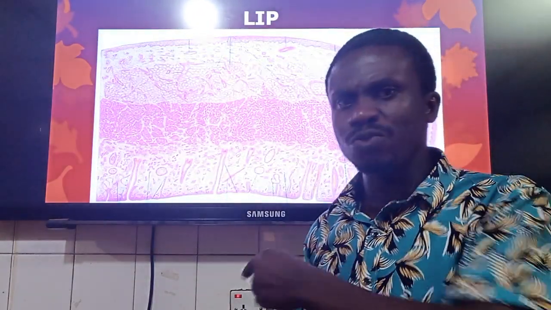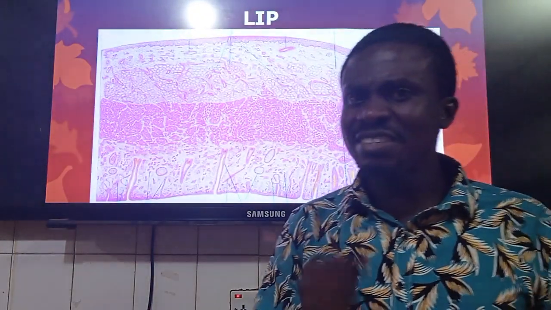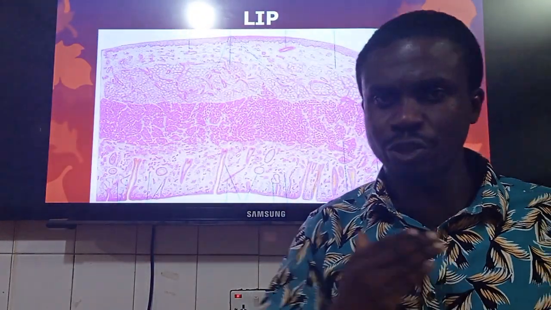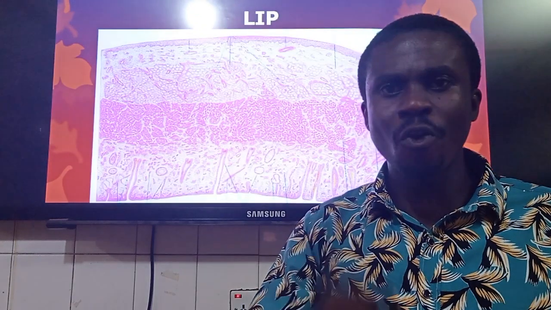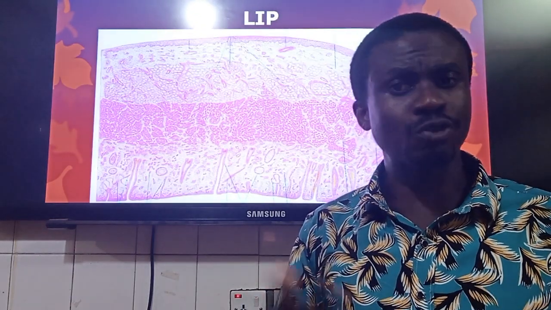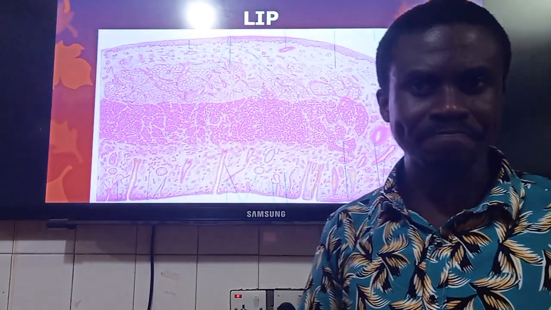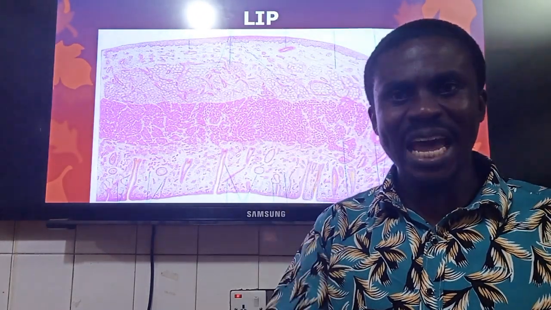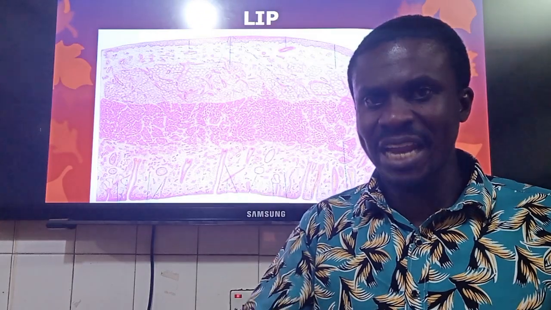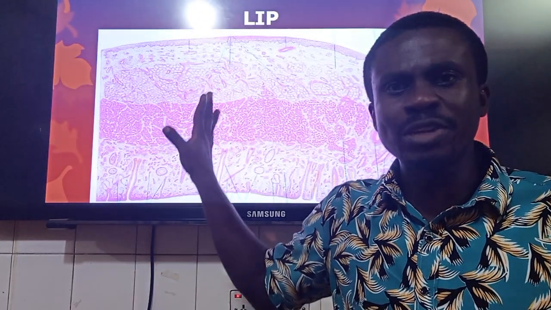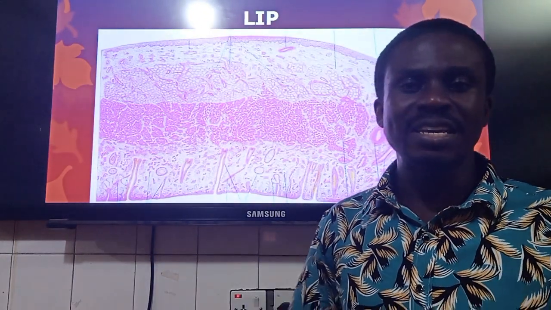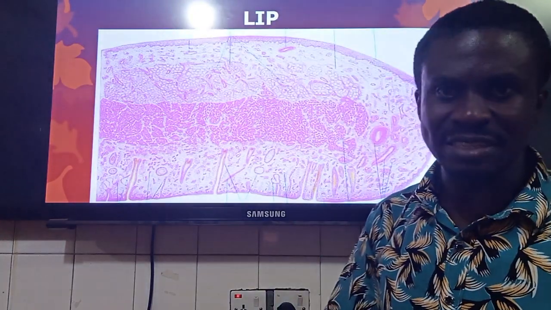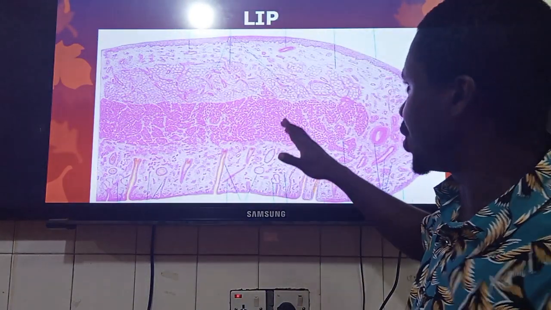Now, because we are talking about the lip, these kinds of glands secrete saliva continuously, ensuring that the oral cavity is always wet or moist. So, my friends, we call them minor salivary glands. And precisely because they are associated with the lip, we'll be calling them the labial glands. Labial glands. Please, I want you to appreciate that.